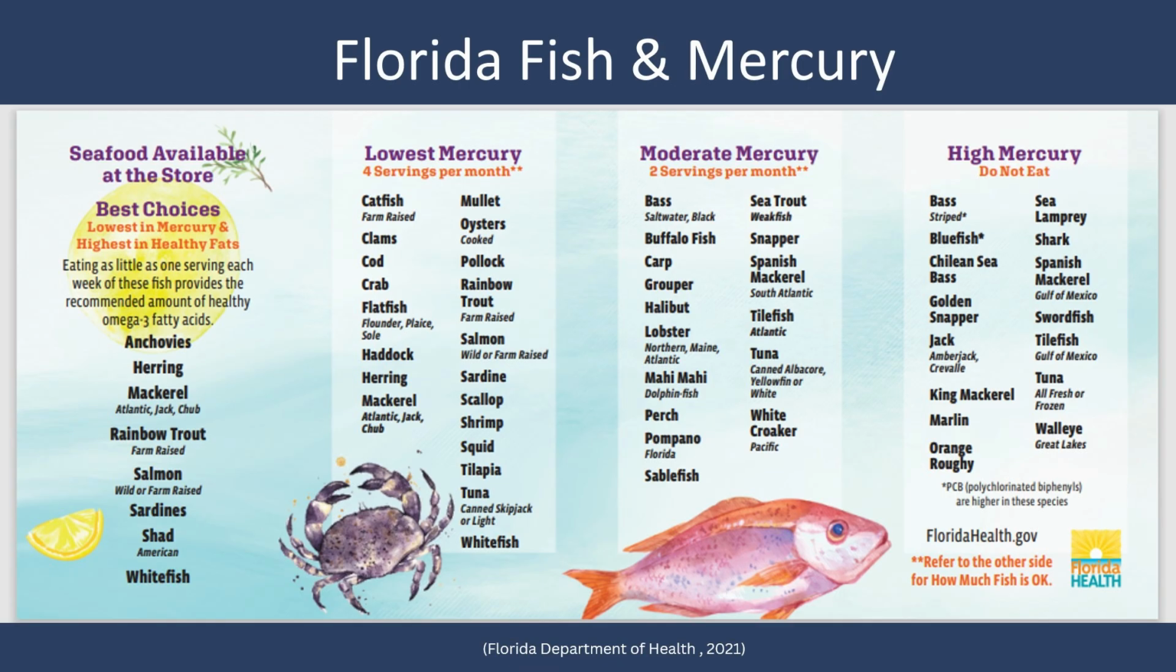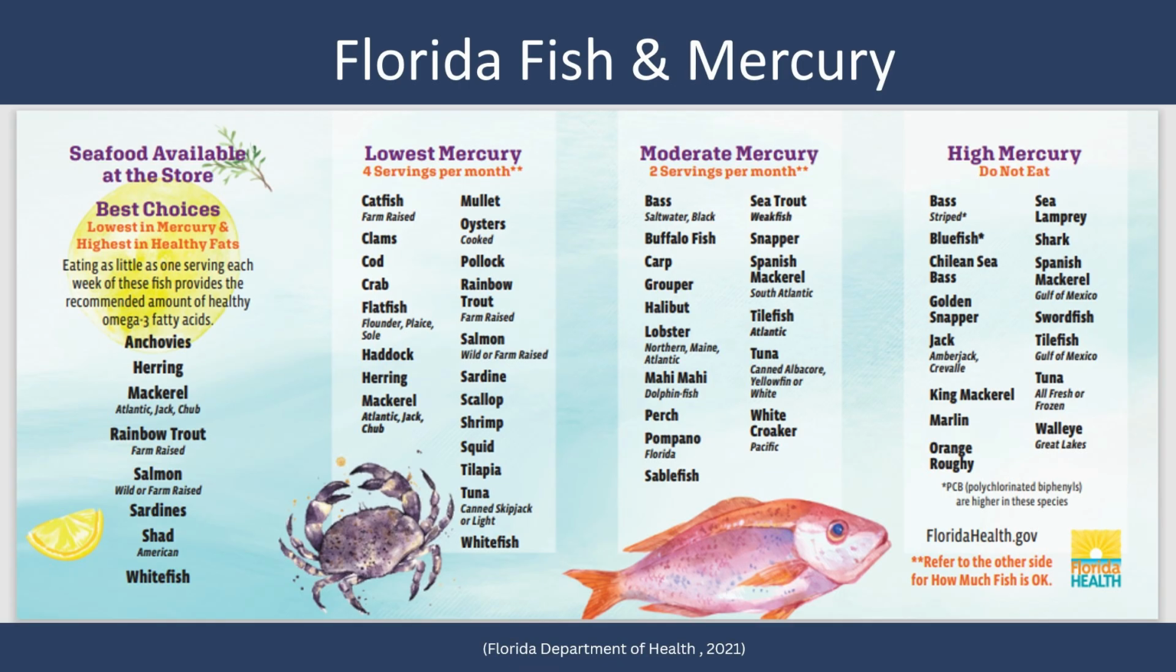We have a column that has the lowest mercury level, which they suggest no more than 4 servings per month. These include catfish, clams, cod, crab, flatfish, such as flounder, plaice, and sole, haddock, herring, mackerel, mullet, oysters, pollock, rainbow trout, salmon, sardines, scallops, shrimp, squid, tilapia, tuna, and whitefish.